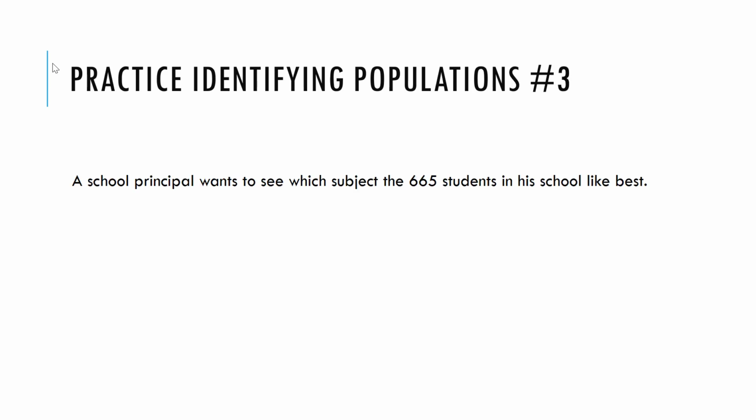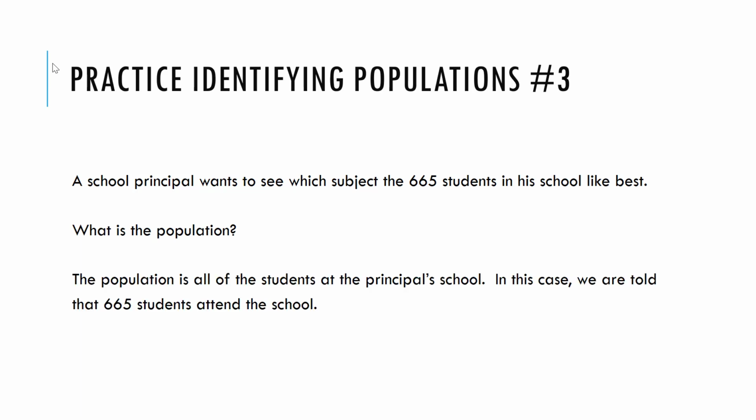A school principal wants to see which subject the 665 students in his school like the best. What is the population? The population is all of the students at the principal's school. In this case, we are told that 665 students attend the school.